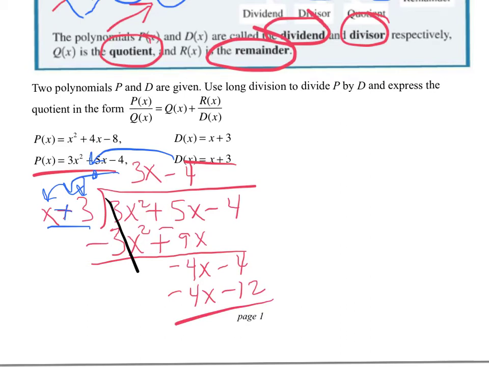Now I subtract, and when I subtract, that means I change this to a plus. Subtracting changes to the opposite number, so change that to a plus. So now these add up to 0, and negative 4 plus 12 is 8. And that's the remainder. So I have 3x minus 4 plus the remainder, 8, divided by the divisor, x plus 3.